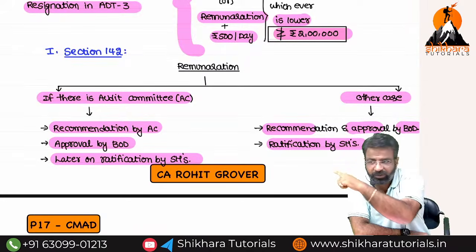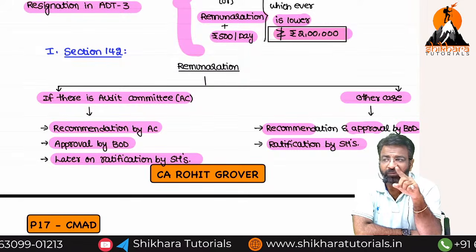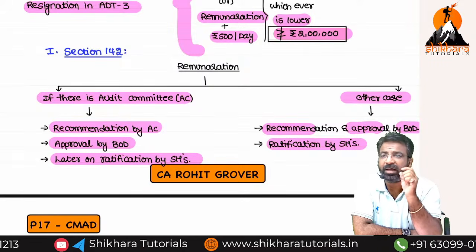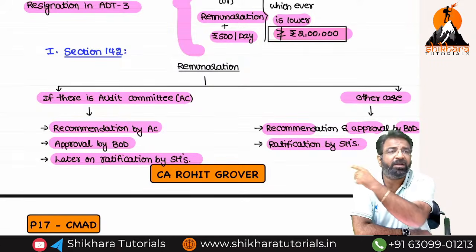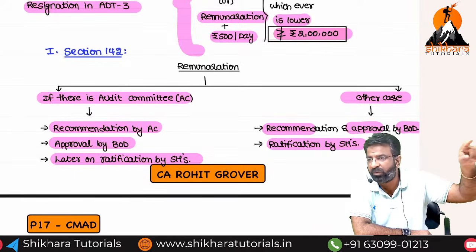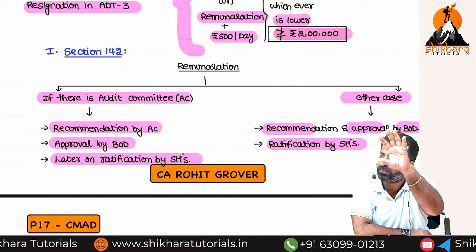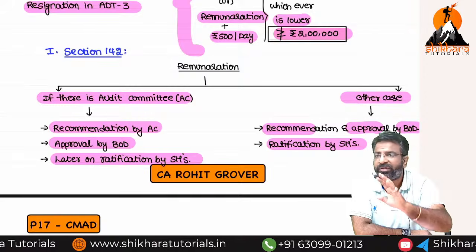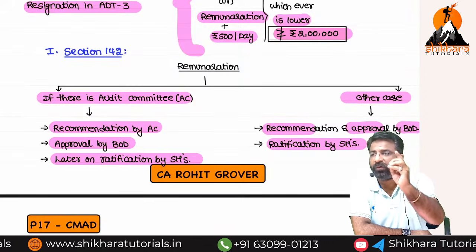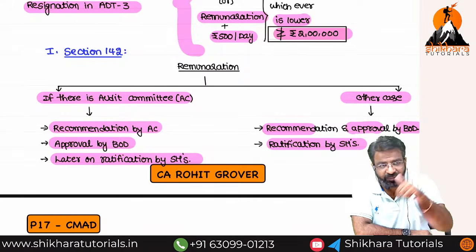141 we are yet to do. What is 140? Why we are not doing 139? Tell me. 139 is appointment of statutory auditor. How many sections I told you for statutory auditor? 139 to 147. 139 is dedicated section for whom? There is no cost auditor, but 140, 141, 142, 143 are equally applicable to. That's why we are doing those sections.